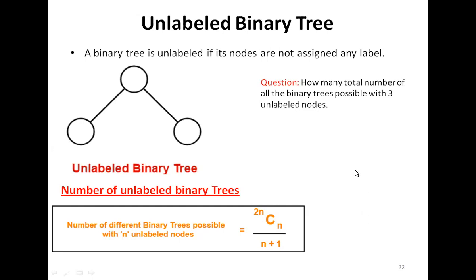So the answer to this question is this. The number of binary trees possible with three unlabeled nodes is this. Here n is 3, so 2 into 3 C 3, divided by n plus 1, means plus 1. It is equal to 6C3 divided by 4, which is equal to 5. That means 5 different types of binary trees can be constructed using these 3 unlabeled nodes.